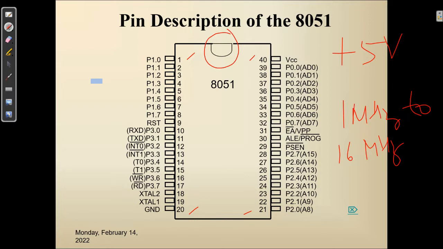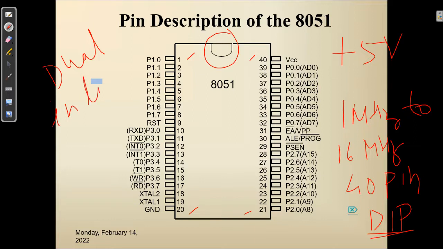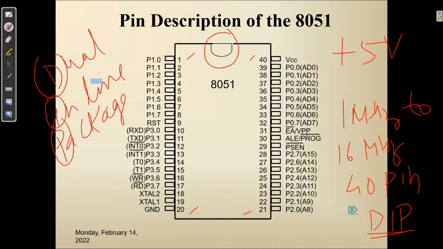Okay, so for timing, you just understand that 8051 works upon 1 megahertz to 16 megahertz clock frequency, and it requires plus 5 volt. It is a 40 pin IC. This 40 pin IC is DIP, dual in line package. Okay, DIP stands for dual in line package. So it is a 40 pin DIP.